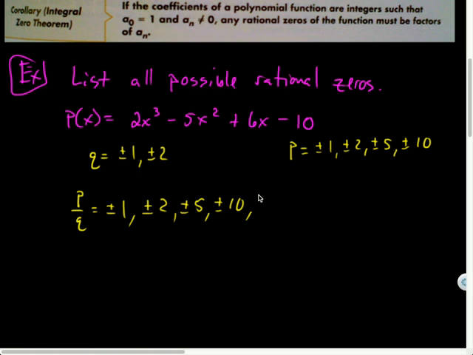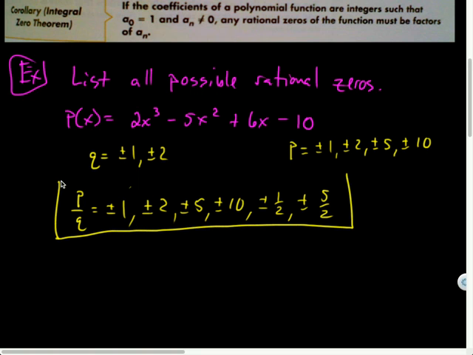So let's see. Those ones would be 1 over 2, so plus or minus a half. 2 over 2, which is what? 1, and I already got that one, so I don't need to write the 2 over 2 again. Plus or minus 5 over 2, right? I mix those two together. And then I got plus or minus 10 over 2, which is 5. And we already have 5.